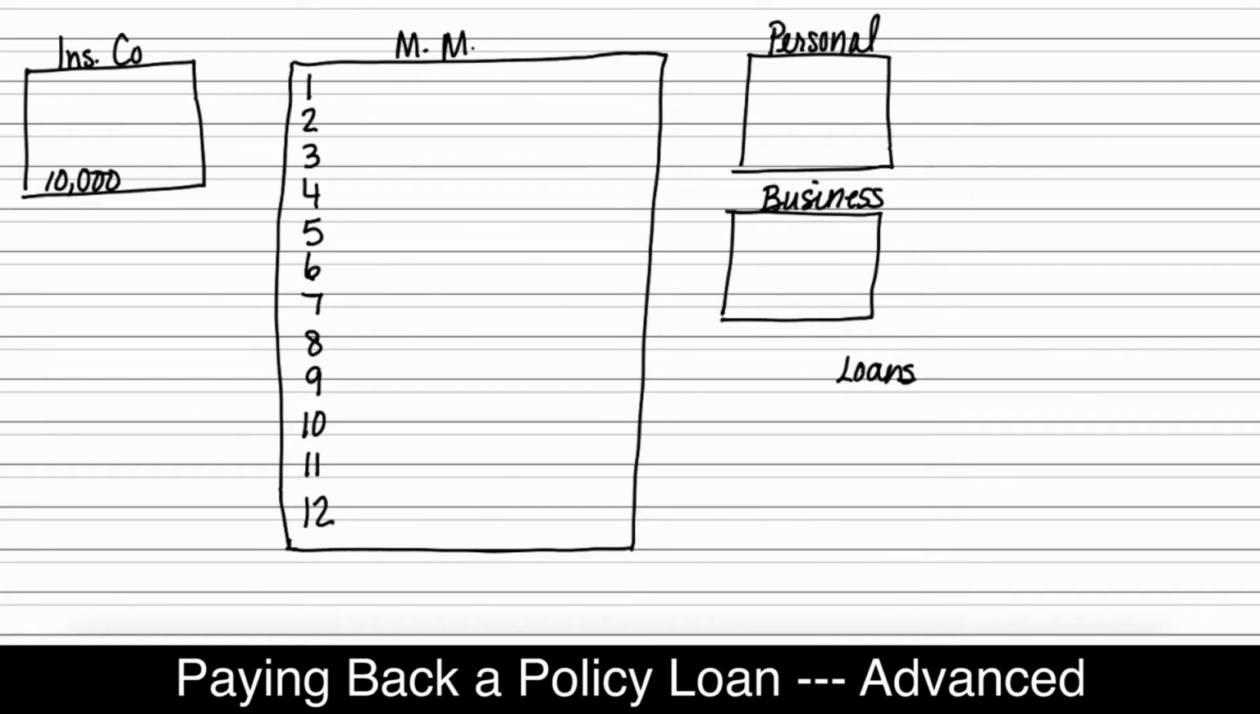You'll notice our screen looks just a little bit different this time, but that's just for illustrative purposes. The same thing is happening. We're going to borrow $10,000 from the insurance company, deposit it to our money manager's account, and from there deposit it to our personal checking account so that we can go out and purchase $10,000 of goods and services. And this loan will be a personal loan for $10,000.